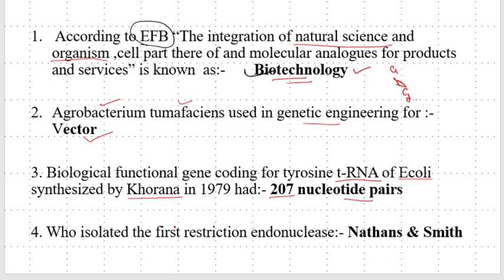Then it comes here: who isolated the first restriction endonuclease? There are two types of restriction enzymes, endonuclease and exonuclease. So the restriction endonuclease was discovered by Nathans and Smith.